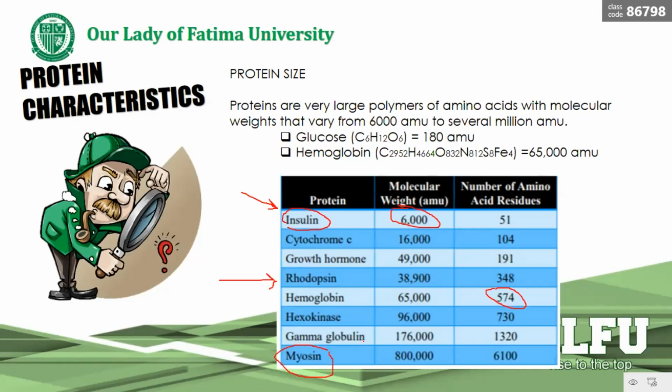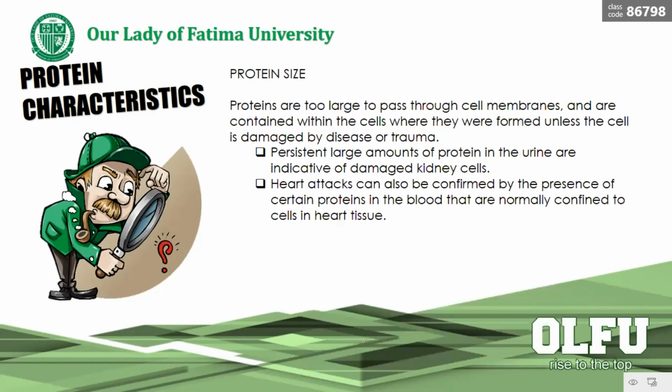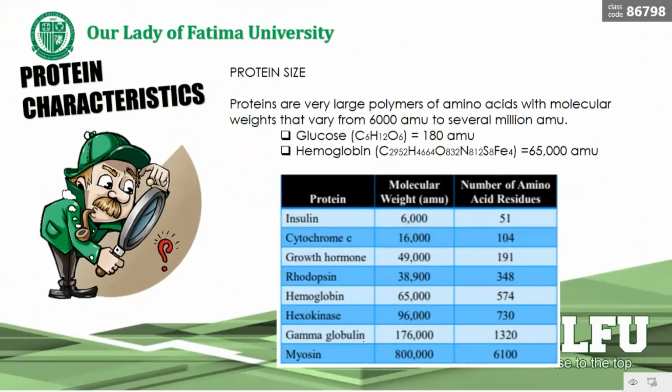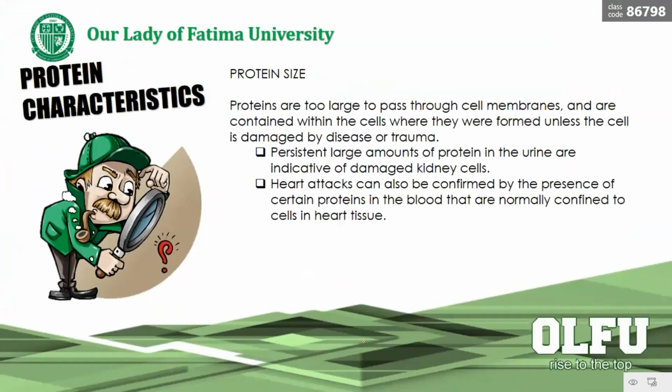Myosin is found in our muscles. Kung bakit nagko-contract yung muscle natin. 800,000 yung kanyang molecular weight. And 6,100 combinations of amino acid residues para ma-create yung myosin natin. And dahil yung protein, malaki yung sizes, the tendency is it doesn't freely go out of our cells.